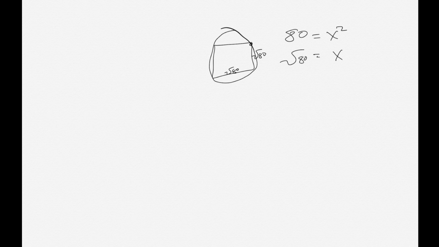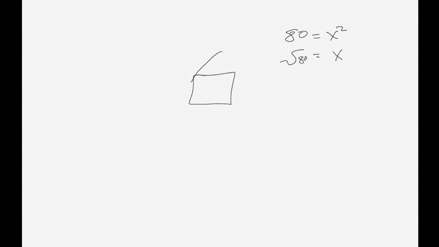I'm going to draw this a little bigger. Hang on. I'm going to erase this, draw it a little bigger. All right, so you get the point. In this square, each side is the square root of 80.